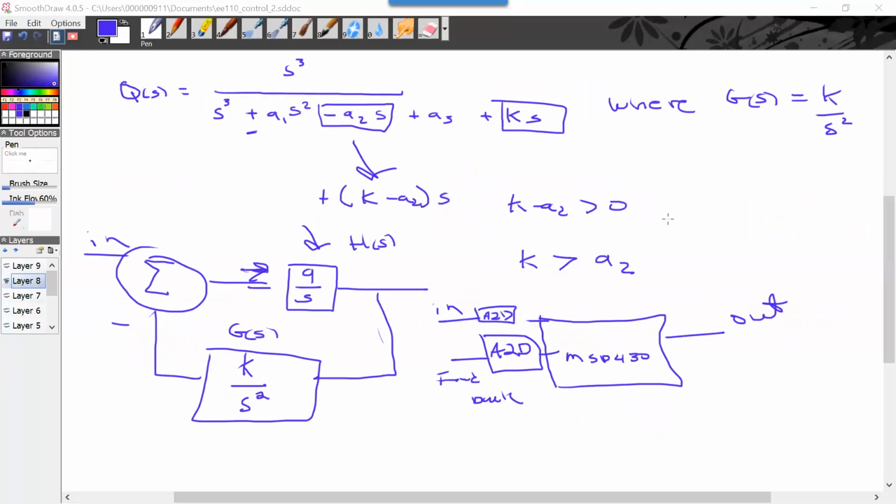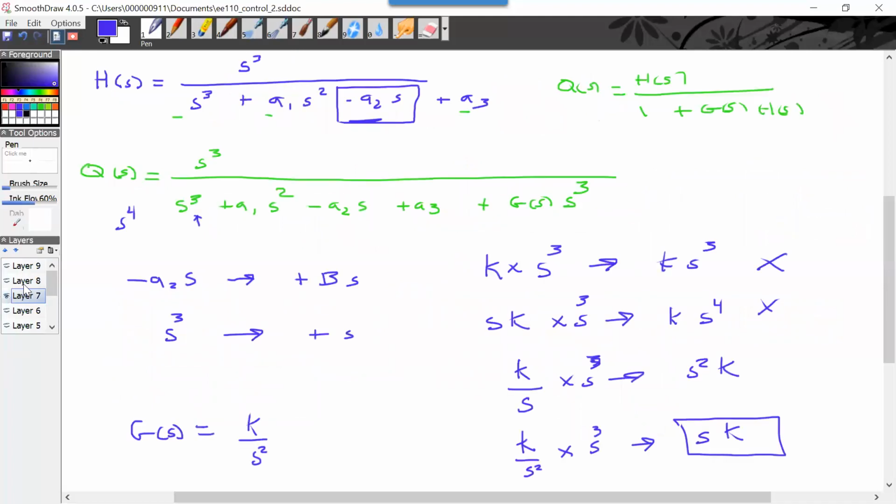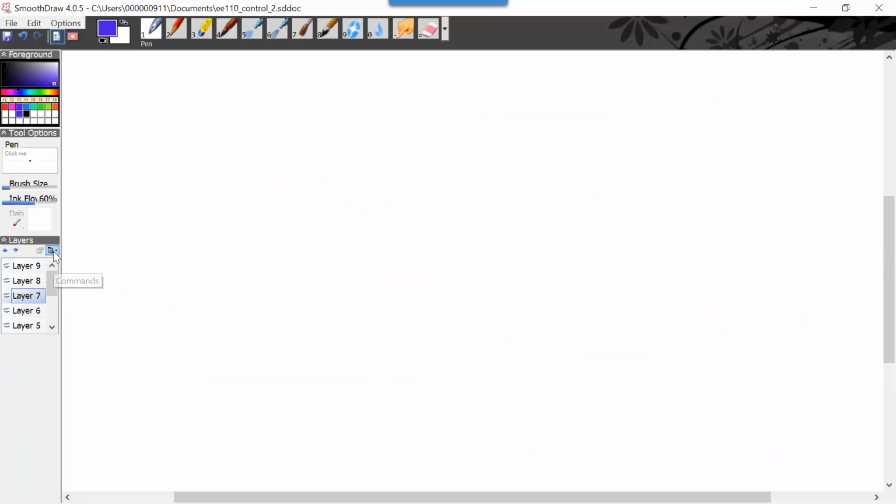How did the a3 go negative? Oh, that was me just making an example. Sorry. That's a good question. And what I'm going to do is redraw it. Okay.